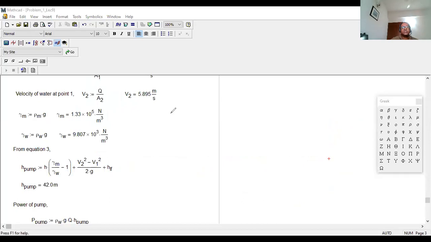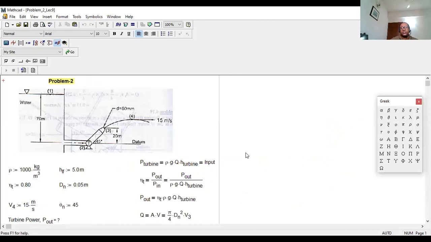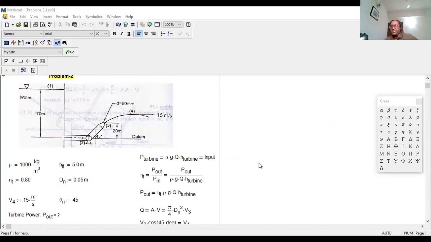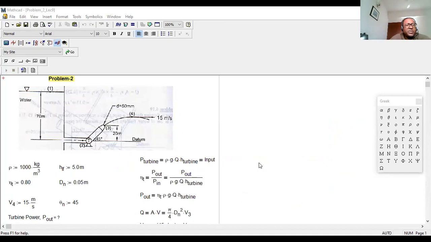Problem 2. Okay, anytime a problem is given, at first you need to figure out what data are given. You draw the figure, then you figure out the data. Okay, you need density, rho by gamma, right? You obviously say water, so density of the water rho equal to 1000 kg per meter cube. HLF given in the problem, 5 meter. Diameter of the nozzle at 0.3 given 50 millimeter, that means 0.05 meter. Efficiency of the turbine given 80%, that means 0.8. At V4, you see horizontal velocity is given 15 meter per second, and angle of the nozzle given theta n 45.